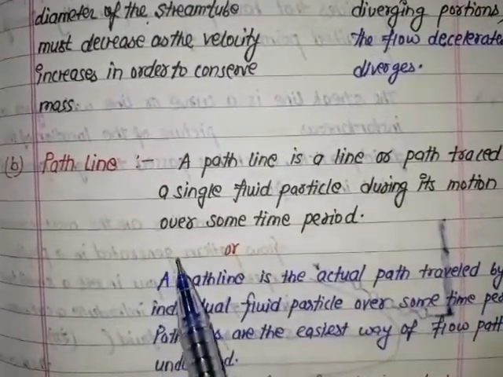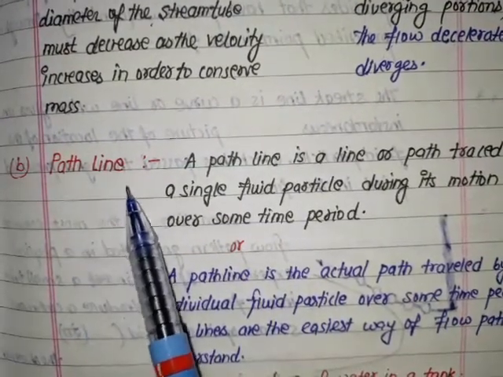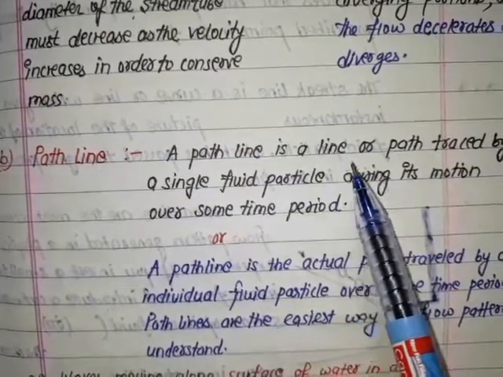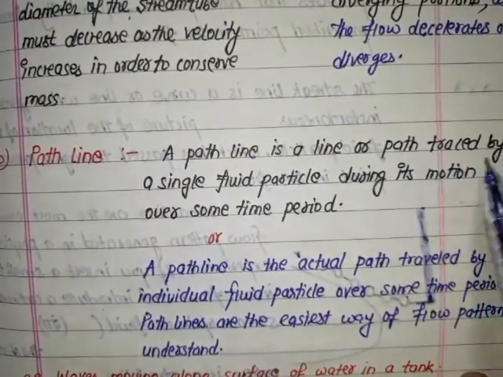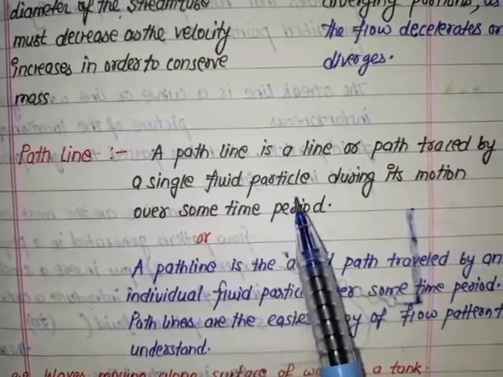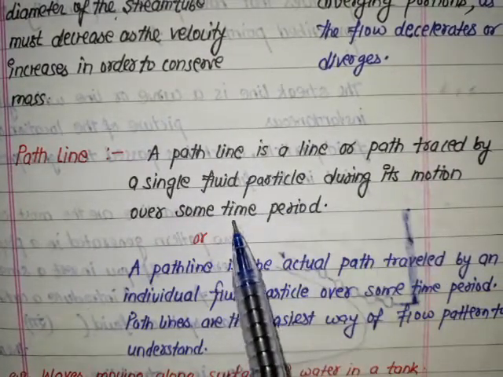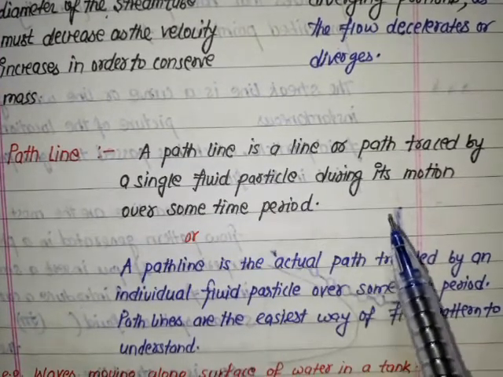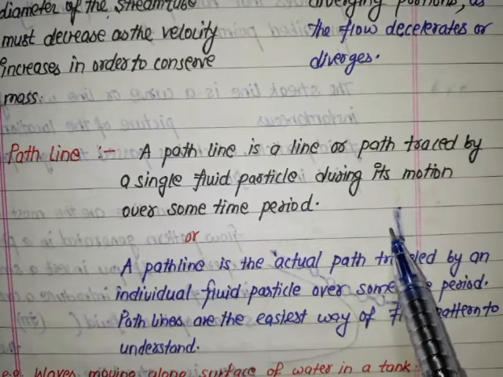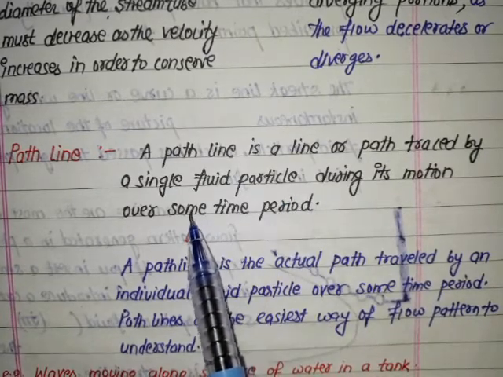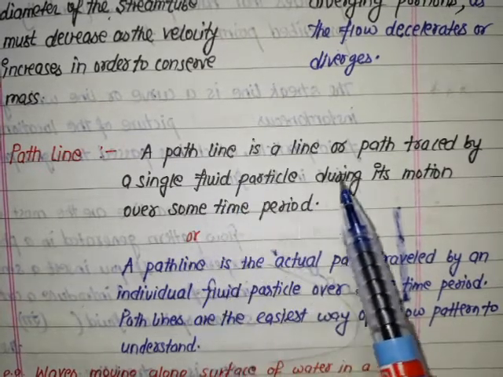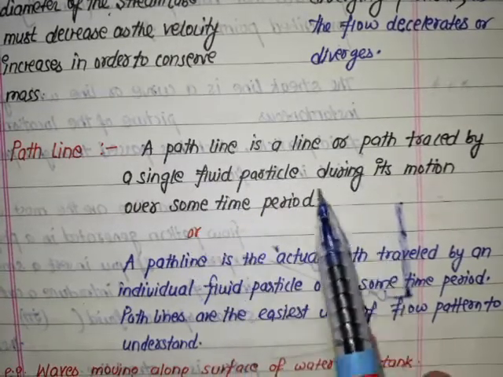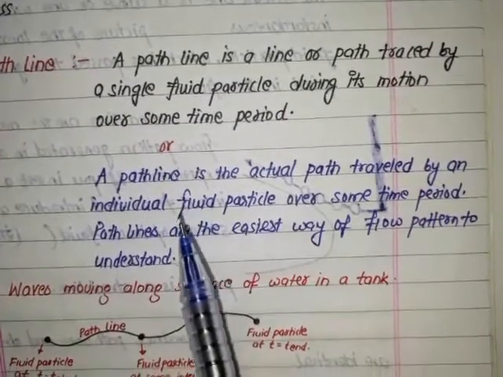The next line is the path line. A path line is a line or path traced by a single fluid particle during its motion over some time period. It means that suppose any particle starts at its initial position and covers a path and goes to its final position, the path it follows indicates the path line for that particular fluid particle.